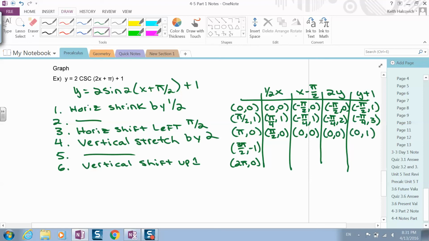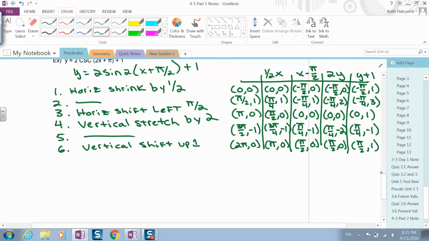Plus 1 is 1. And then half of 3 pi over 2 is 3 pi over 4. Minus pi over 2. Remember, pi over 2 is 2 over 4, so that gives you positive pi over 4. The y times 2 gives you negative 2. Plus 1 gives you negative 1. Half of 2 pi is pi. Minus pi over 2 gives you pi over 2. The y times 0 is 0. And then plus 1 is 1.